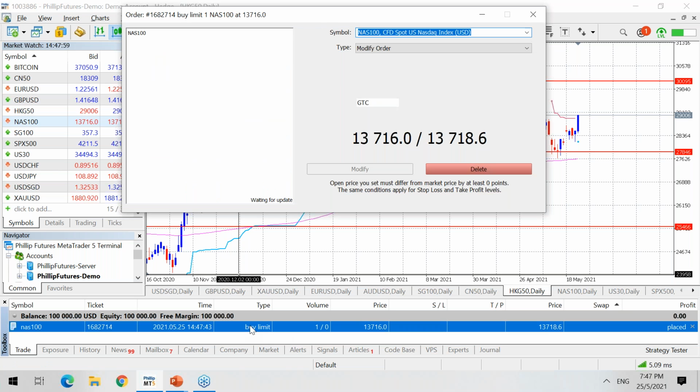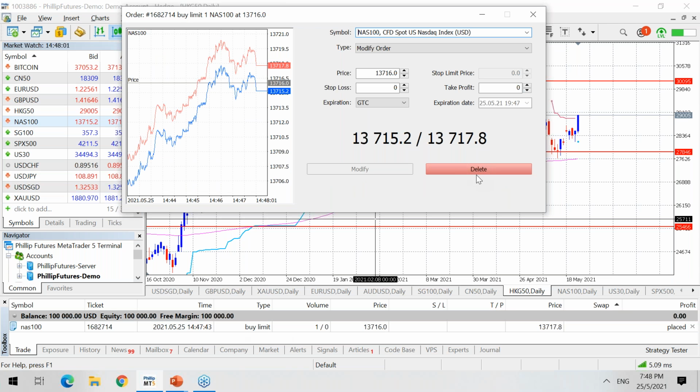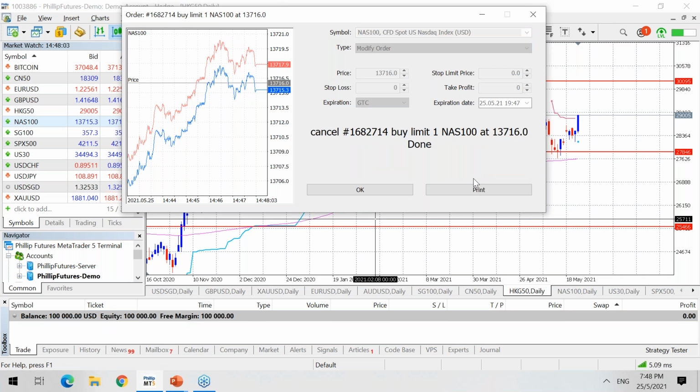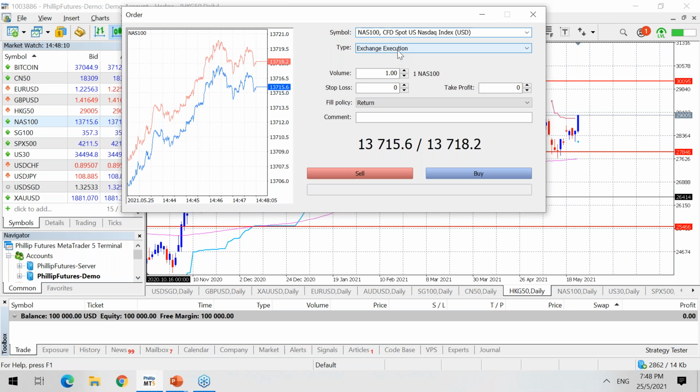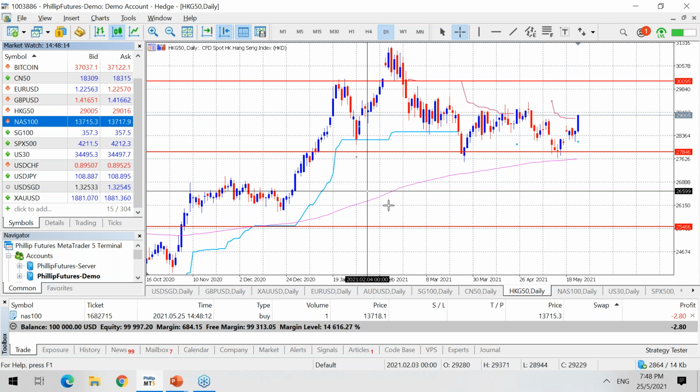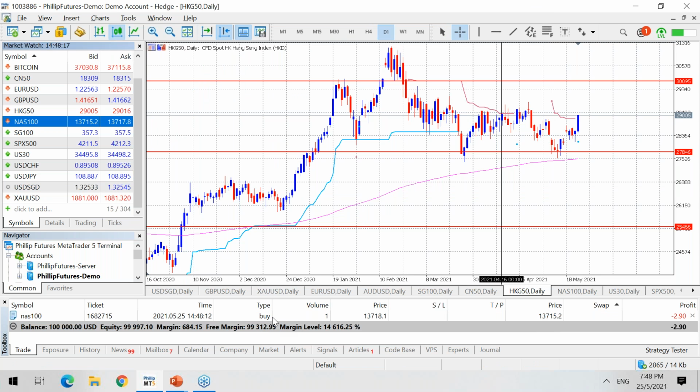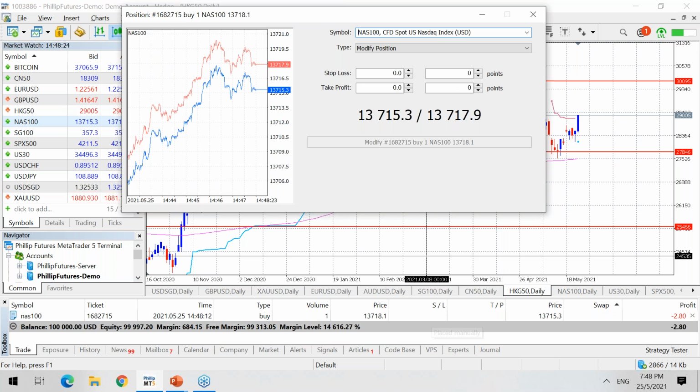I'll just cancel it. Any point of time you want to cancel it, you can simply click on delete over here and then delete it. So to execute a market order, I'll go inside here and change it to exchange execution. I'll buy one lot at market at 718. Just click on the buy button, and you can see this tab appears above the account information, and you have entered a market at 13718.